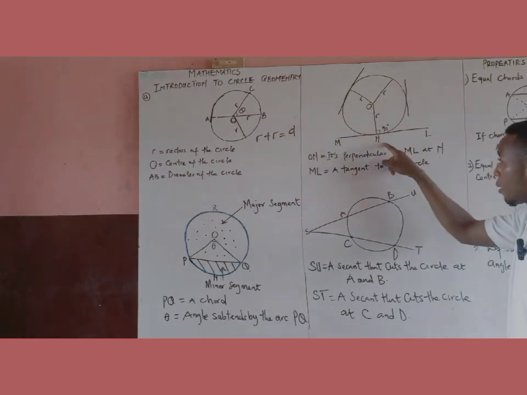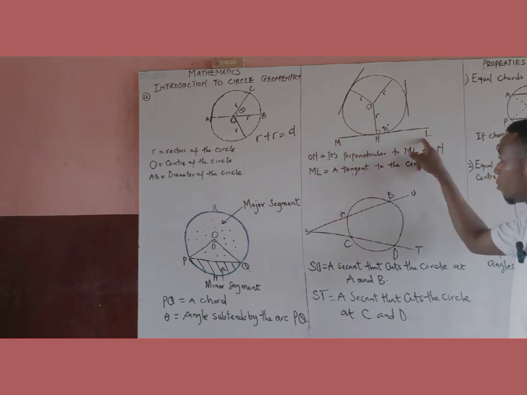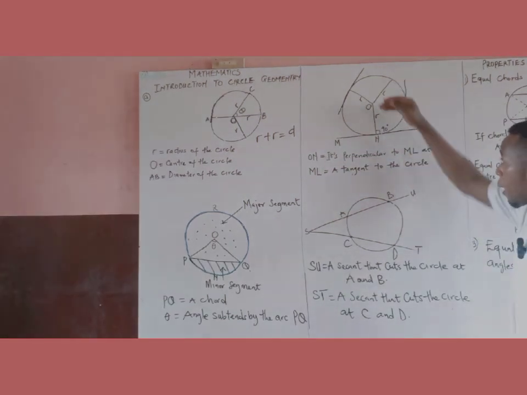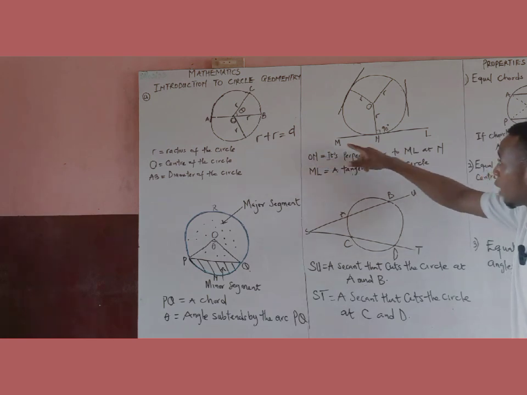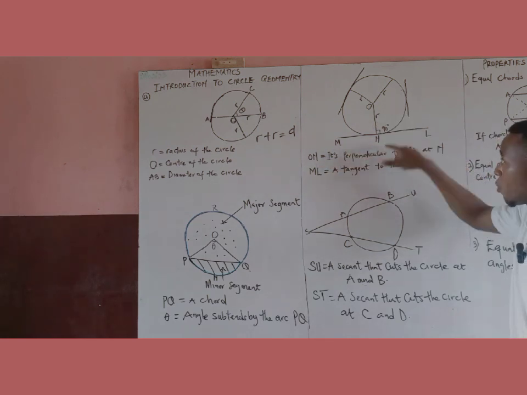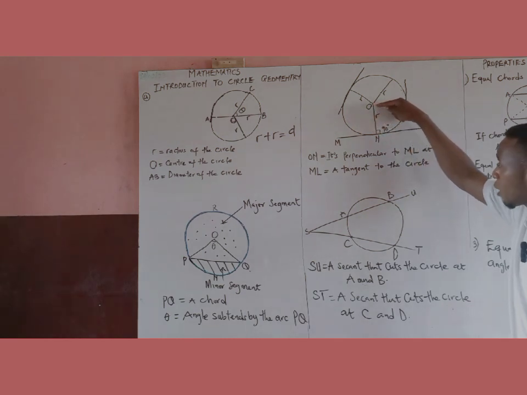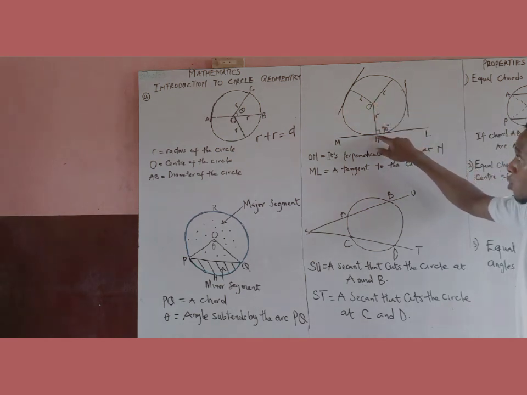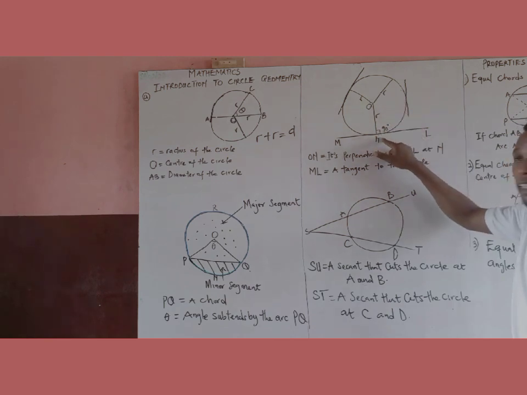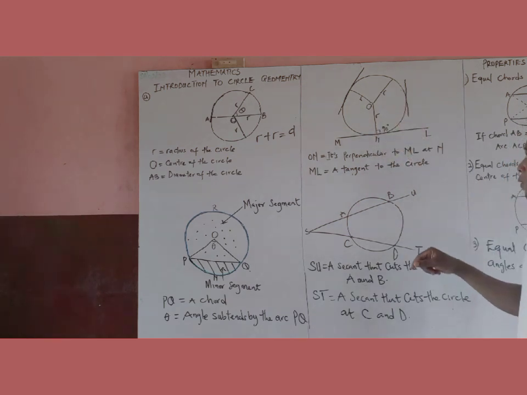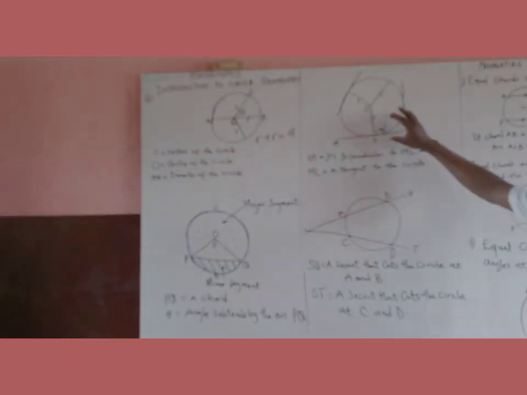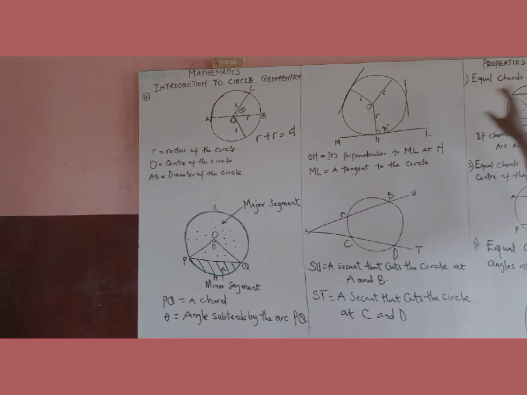This line ON bisects ML into two. The perpendicular bisector of line ML is a radius. You can see from the center of the circle to the circumference, this angle is 90 degrees. There is a theorem to this. I'm going to show you in our subsequent videos how a radius is related to a tangent.